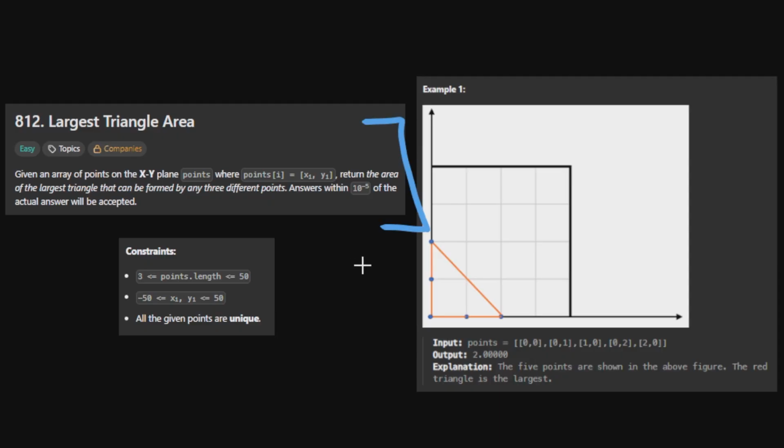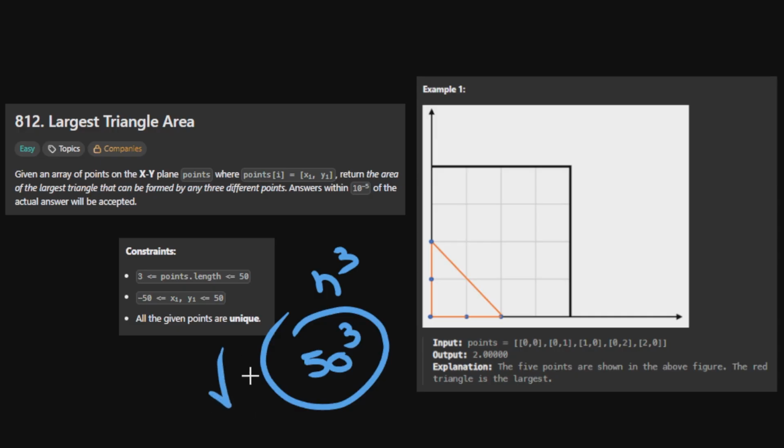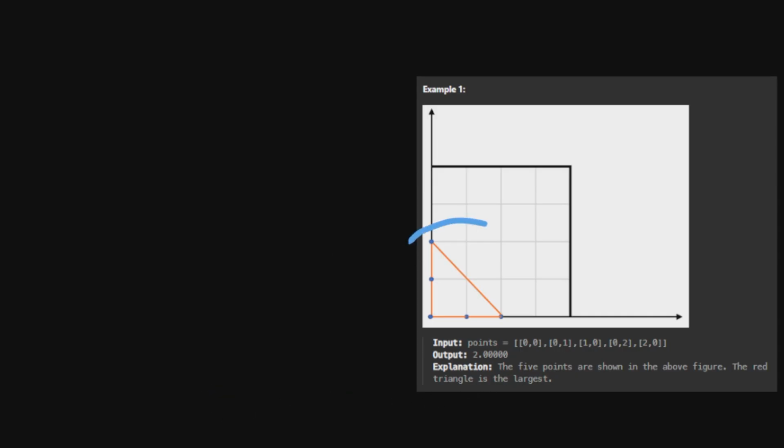Regarding programming, I think the most important part is to realize that we can iterate every triplet of points, meaning we can iterate every possible triangle. Why? Because here we have the constraints and we know that points.length is smaller or equal to 50. So we can think in terms of n cubed, because 50 to the power of 3 is a number that we can handle. So now the question is, how do we find the area of a triangle?